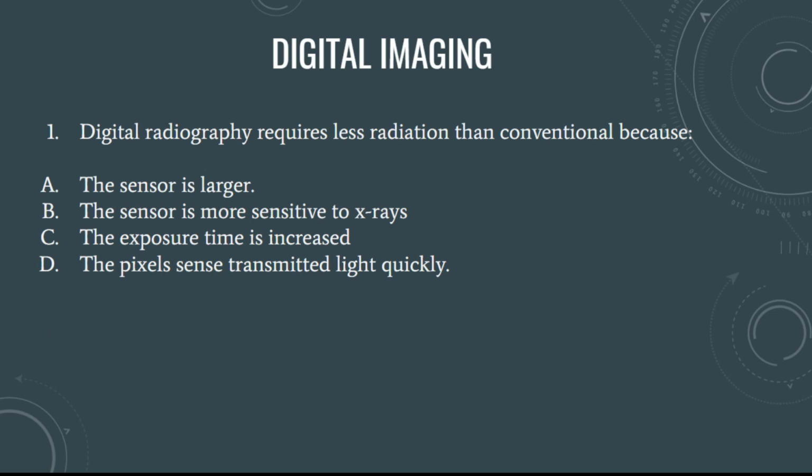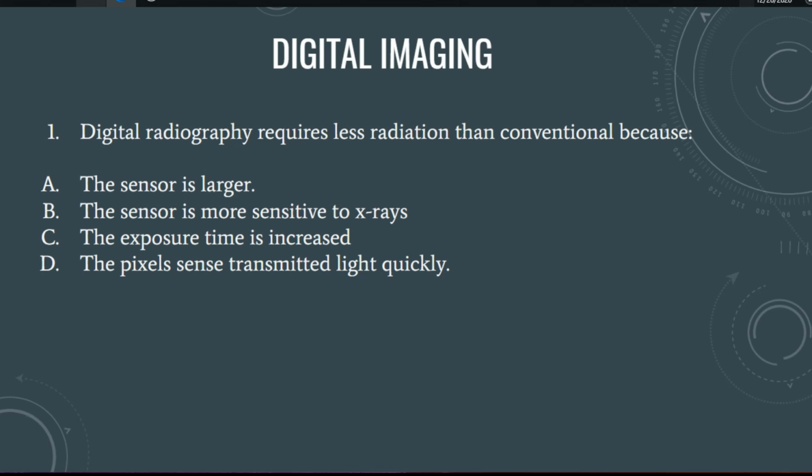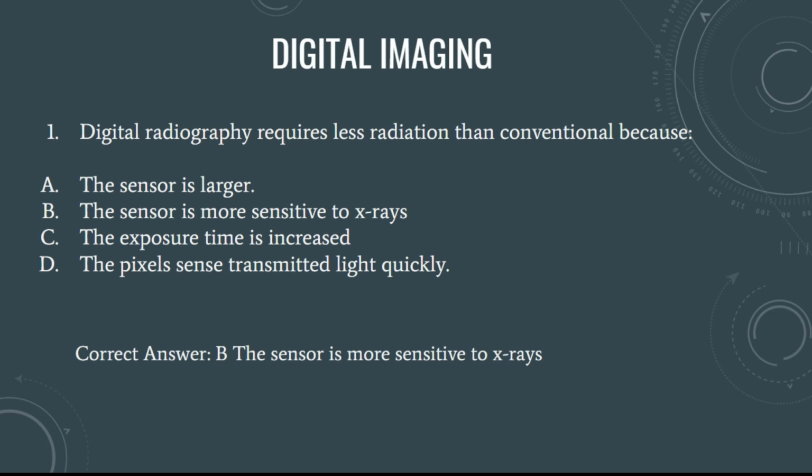So to review, digital radiography requires less radiation than conventional because A, the sensor is larger, B, the sensor is more sensitive to X-rays, C, the exposure time is increased, or D, the pixels sense transmitted light quickly. Correct answer is B, the sensor is more sensitive to X-rays.